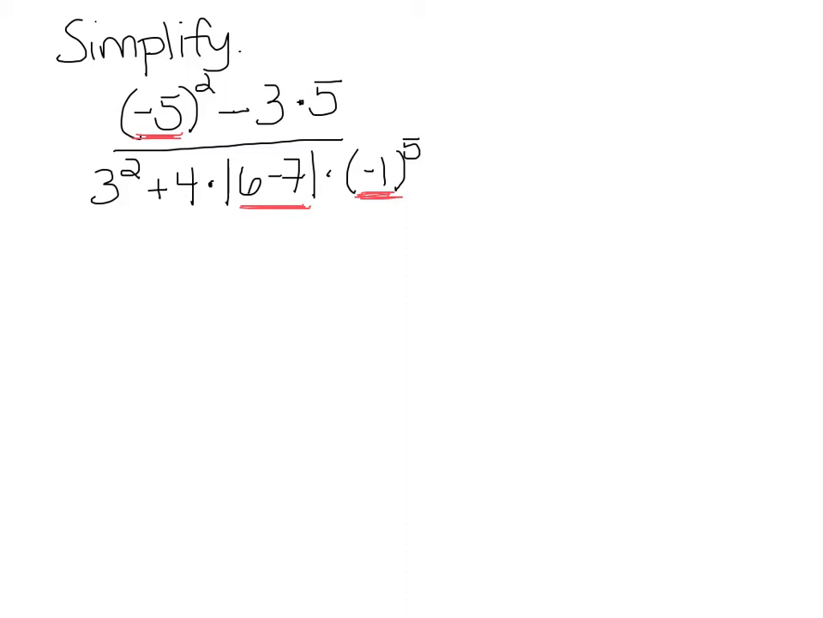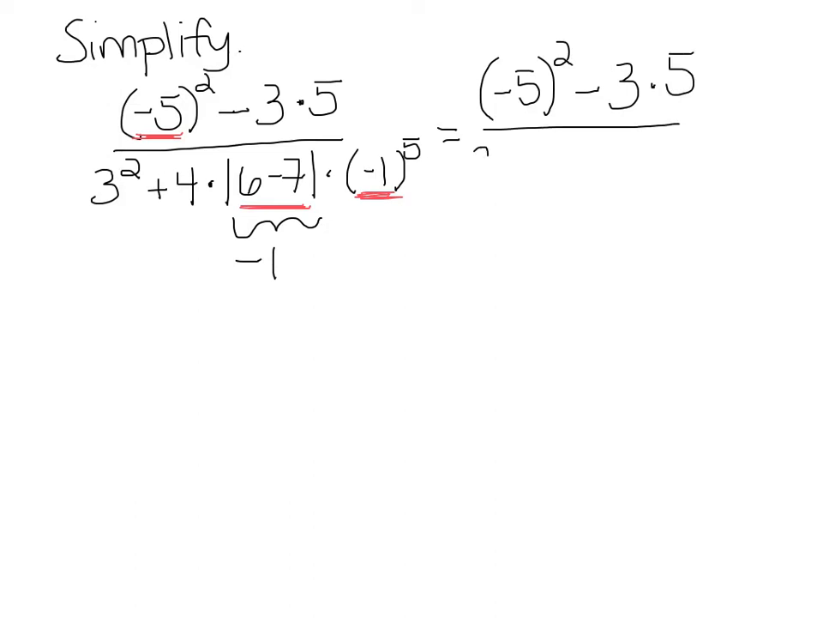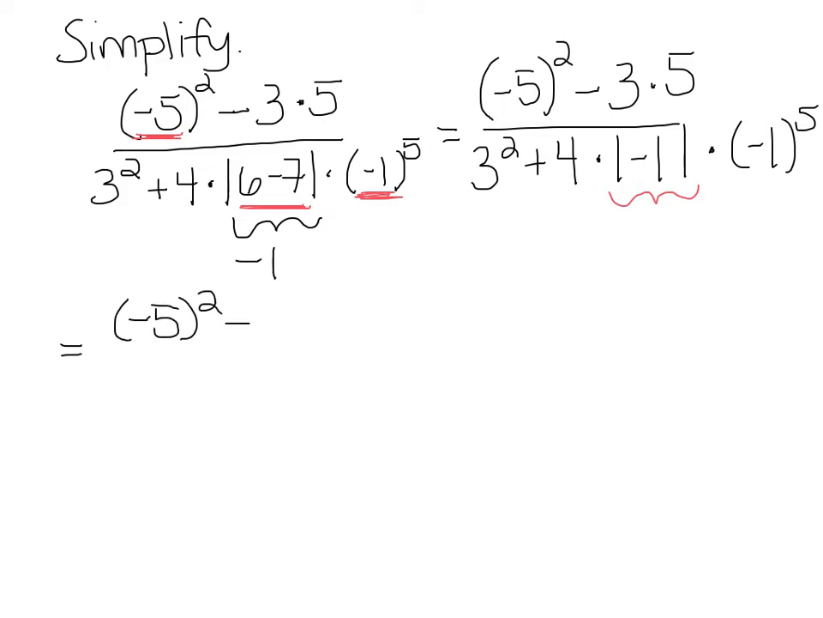value. So I'm going to rewrite this entire expression with just the one simplifying of this. Instead of writing this 6 minus 7, I'll write a -1. Now, the absolute value, we can go ahead and complete this. The absolute value of -1 is a +1. So again, I'm going to rewrite everything, except that one step I'm going to change.